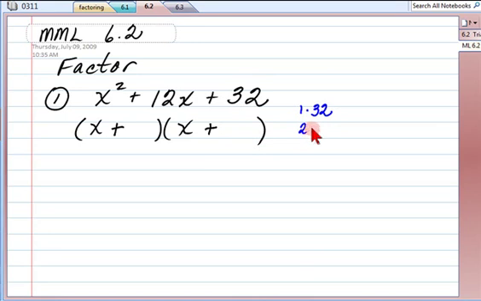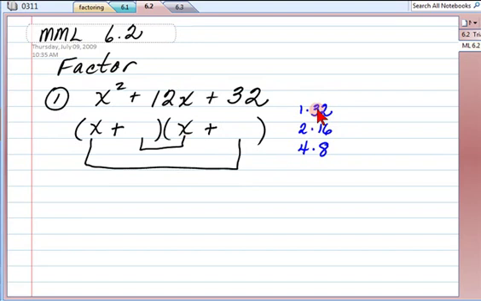And 2 goes into it 16 times, so 2 times 16 would work. 3 doesn't go into it, but 4 does. 4 times 8. And I believe those are all my possibilities. Those are all the ways that I could get 32. Only one of them is right. Now, how do I know which one? It is going to be the outers plus the inners that's going to tell me.